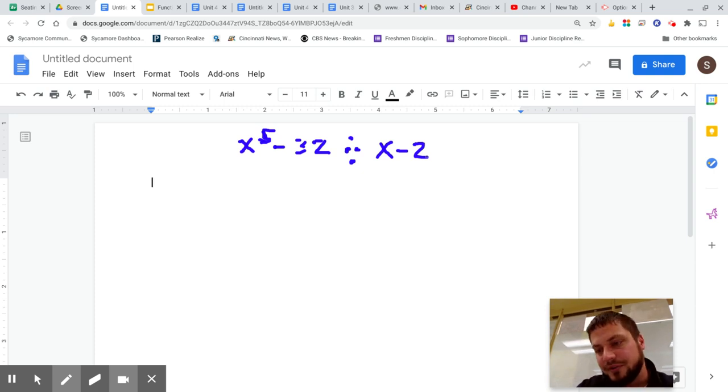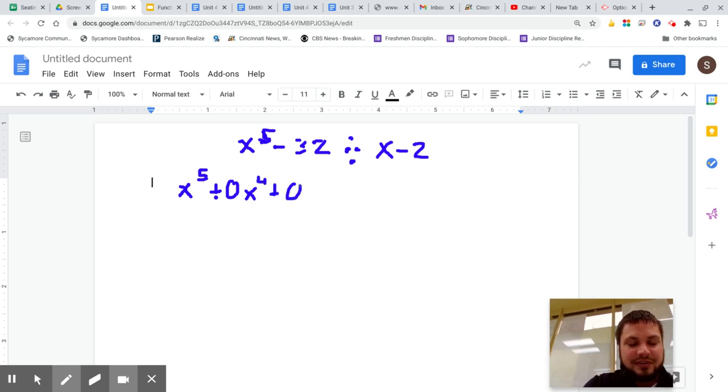Okay, so remember that when you're doing division, no matter what process you're using to divide, long division or synthetic division, you need your degrees or your exponents to go down by 1. So what I really need this problem to say is x to the 5th plus 0x to the 4th, plus 0x to the 3rd, plus 0x squared, plus 0x, minus 32. Okay, now I've got my degrees going down by 1. You can see I have to have that happening.